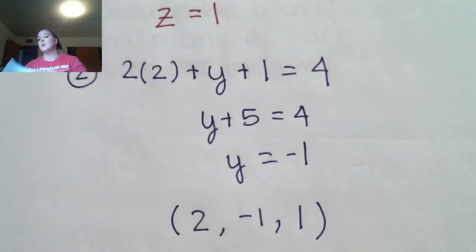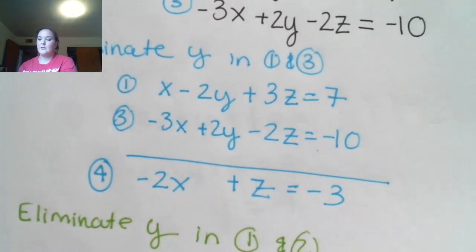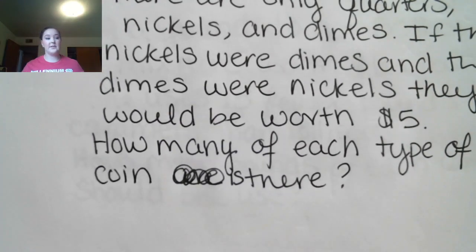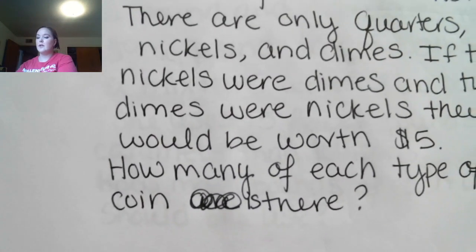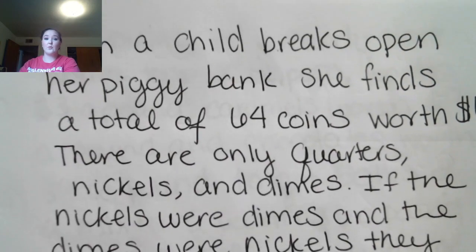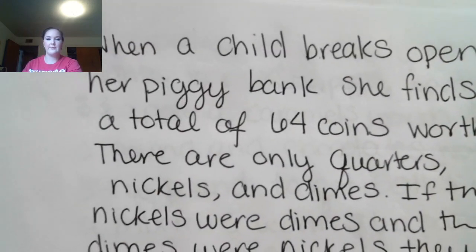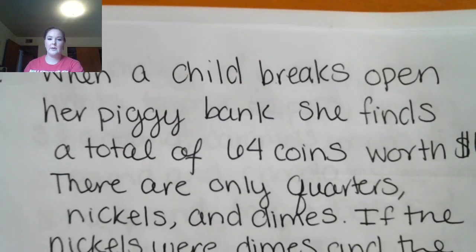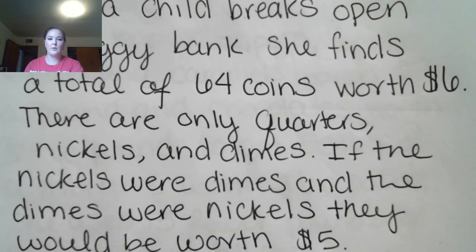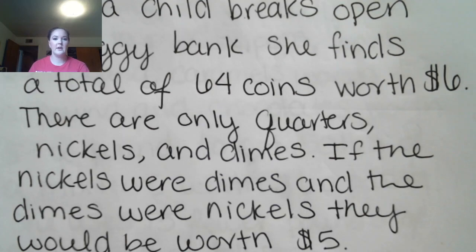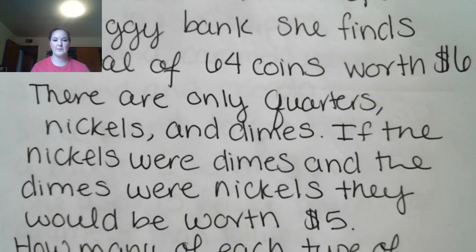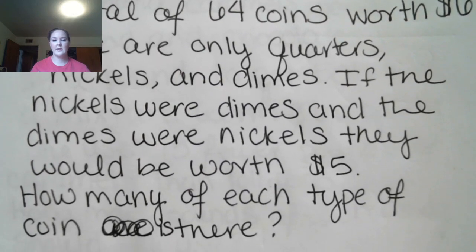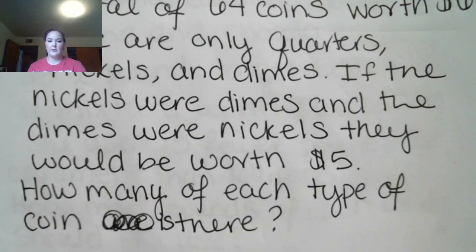All right. So hopefully that helps you understand how to do these problems once you have the system of equations. So let's look at some applied examples where we're going to have to write the system of equations. Okay. So this one says, when a child breaks open her piggy bank, she finds a total of 64 coins worth $6. There are only quarters, nickels, and dimes. If the nickels were dimes and the dimes were nickels, they would be worth $5. How many of each type of coin is there?